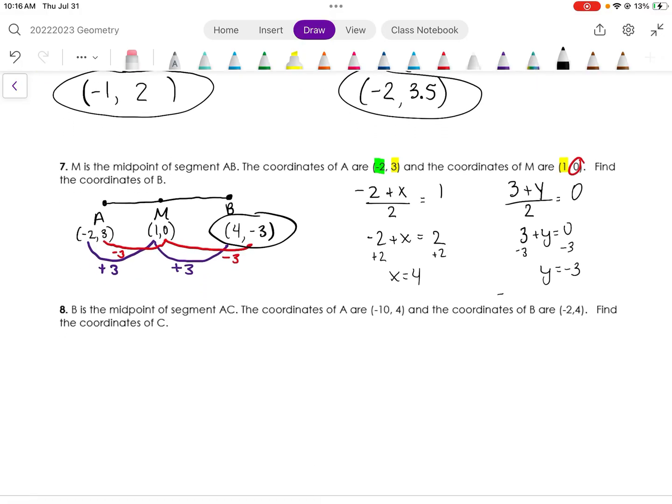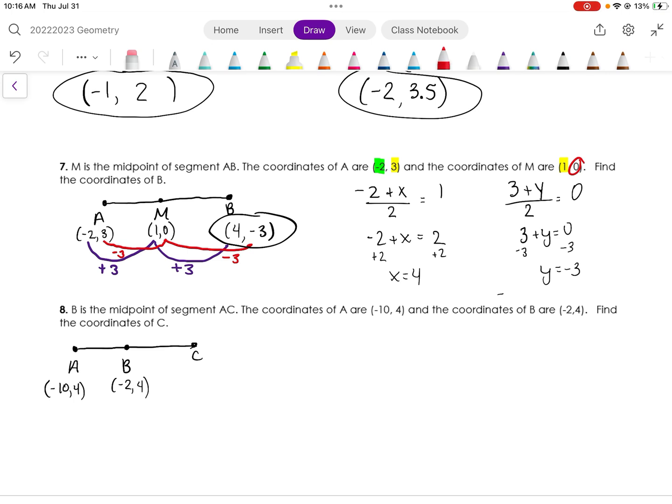B is the midpoint of segment AC. So here's segment AC. A and C are my midpoints. Sorry, endpoints. B is my midpoint. A is at -10, 4. And then the middle is at -2, 4. We do not know where C is at.